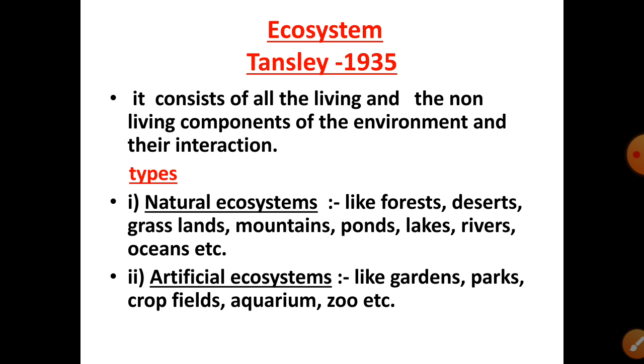Now we know what is ecosystem, and the next topic is related to types of ecosystem. There may be natural ecosystem or artificial ecosystem. Natural ecosystem, for example, forest, desert, grassland, mountains, pond, lakes, water and ocean. Artificial ecosystem, which also comprises living and non-living components, like if you see garden, parks, crop fields, aquarium, zoo, all these are the artificial ecosystem.